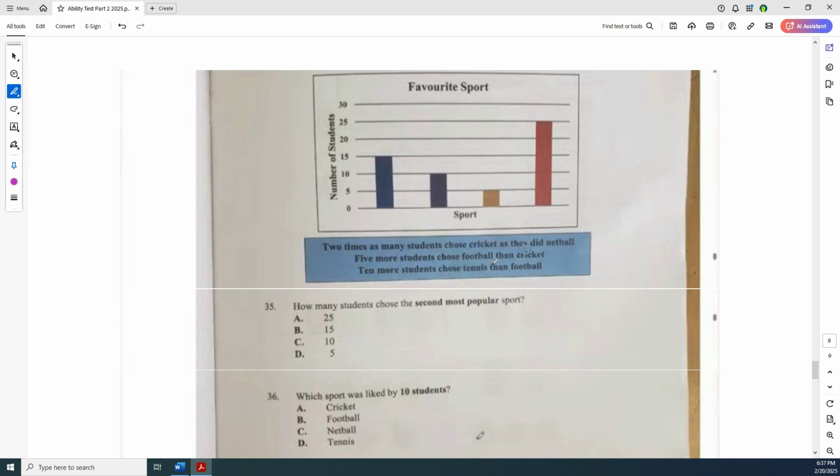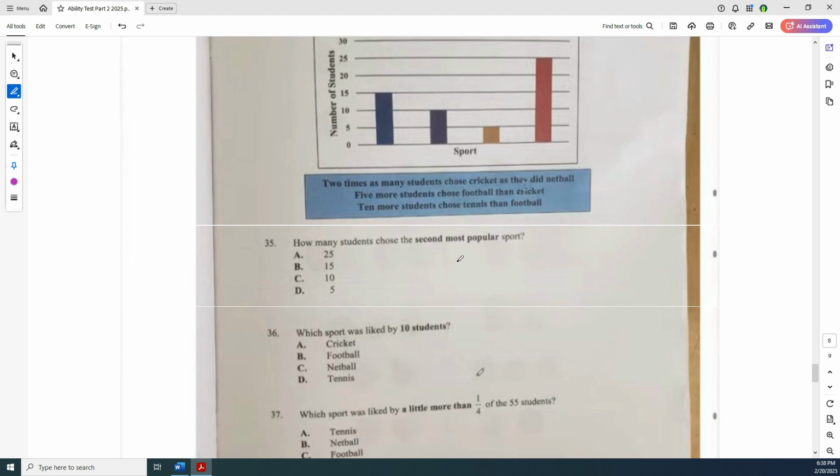5 more students chose football than cricket. So this must be cricket, because this is 15 and this is 10, which is 5 more than the 10. So definitely this is football, this is cricket, this is netball. So this means that this is tennis. And 10 more students chose tennis than football. As you can see, 15 plus 10 would be 25. So definitely we have it right. This is tennis, this is netball, this is cricket, this is football.